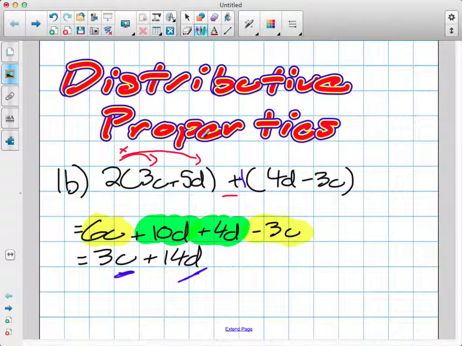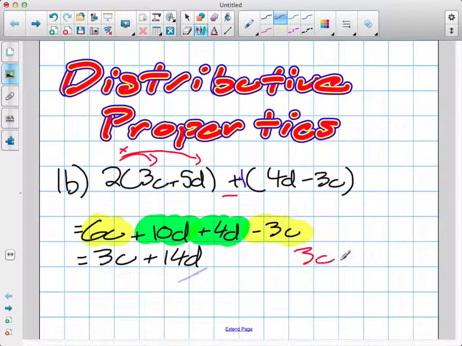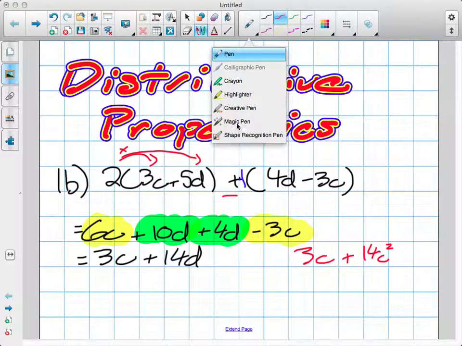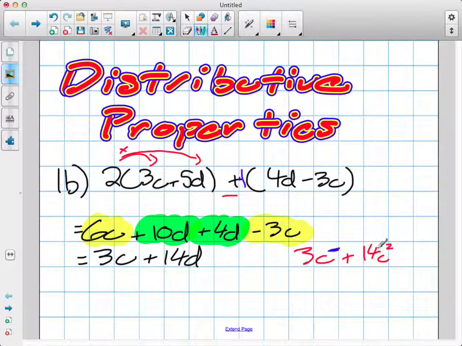Okay? Here I'm going to put a little side note. What if my question read this? 3c plus 14c squared. Can I collect those two like terms? Why not? Squared. What does the squared have? Why can't I collect it with this one? The c is squared. Okay, very good. So the reason we can't collect these is because the power of the variable is different.